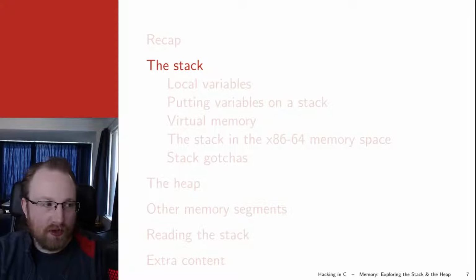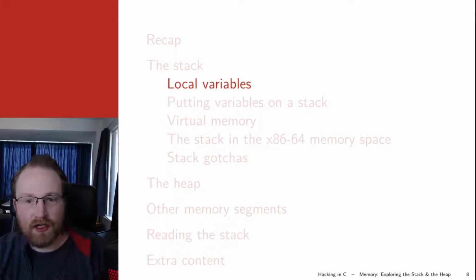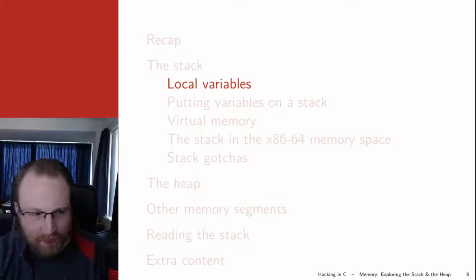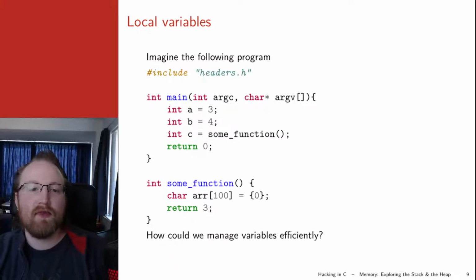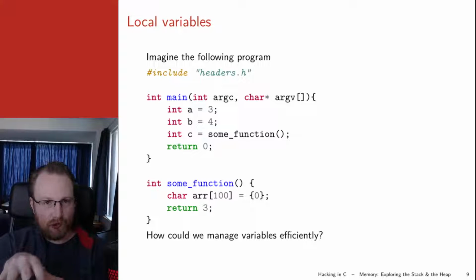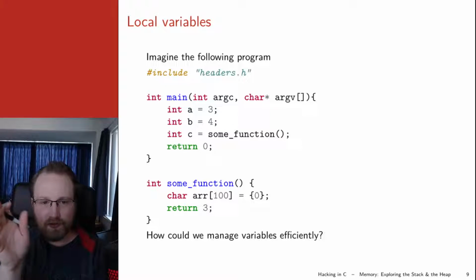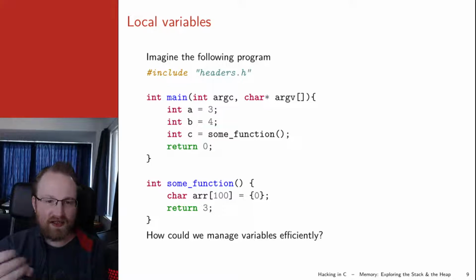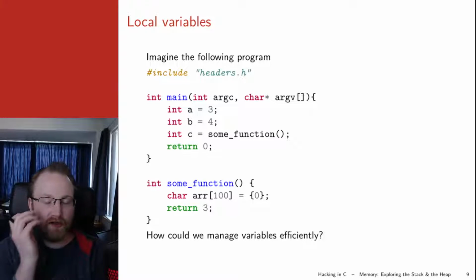Now, I hope most of you know what a stack is. Don't worry if you don't. I'll cover it shortly, but it should have been covered earlier, I think. So let's look at local variables. Imagine we have this program. We include some headers, and we have a main function, and the main function has an integer a, b, and c. And that integer c calls some function, and some function in turn has a local variable, a character array of size 100.